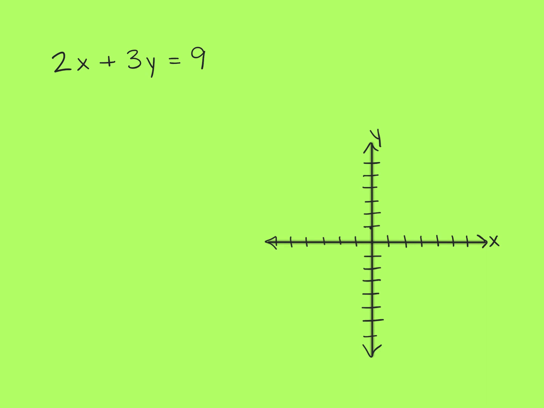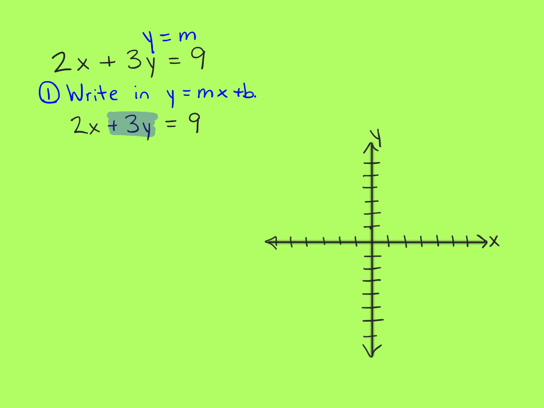For our second equation that we're going to graph, it is not yet in the form of y equal mx plus b, so we're going to have to do some work before we graph. So our first step is to write in y equal mx plus b. So I've got this equation, 2x plus 3y equal 9. And the first thing I want to do is get this term 3y by itself on the left side of the equation, because my goal is to get it into y equal mx plus b. So I need the y term by itself.